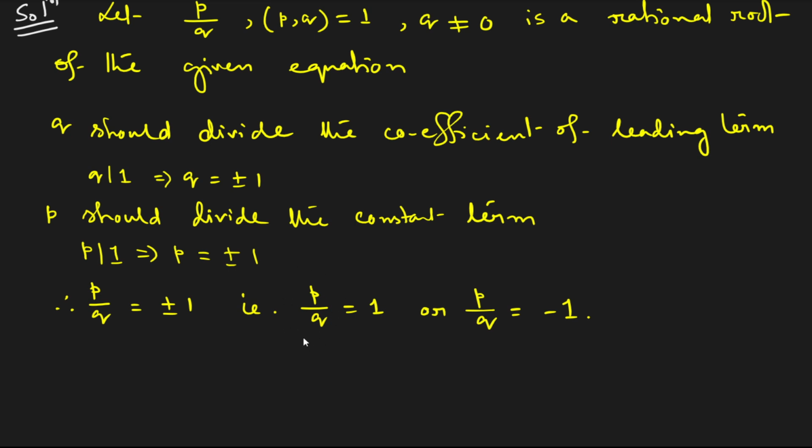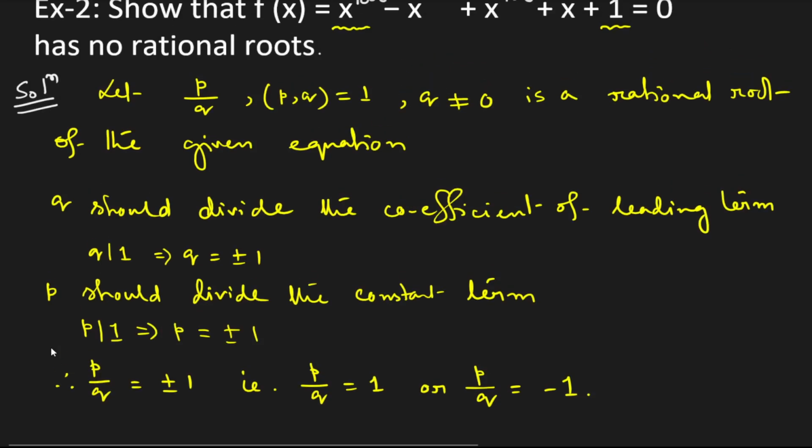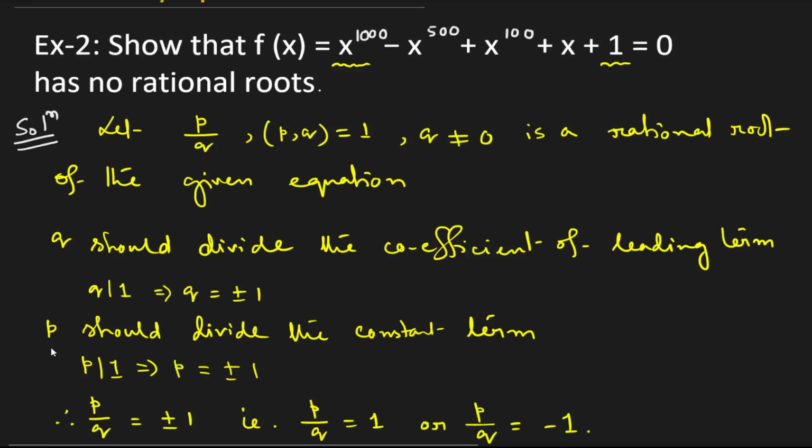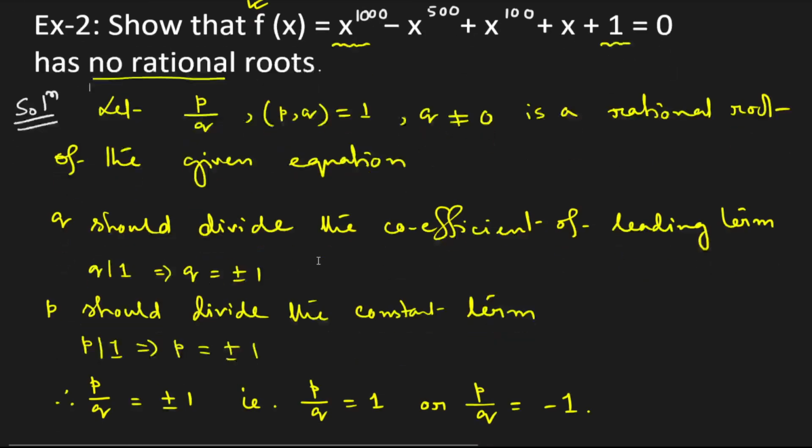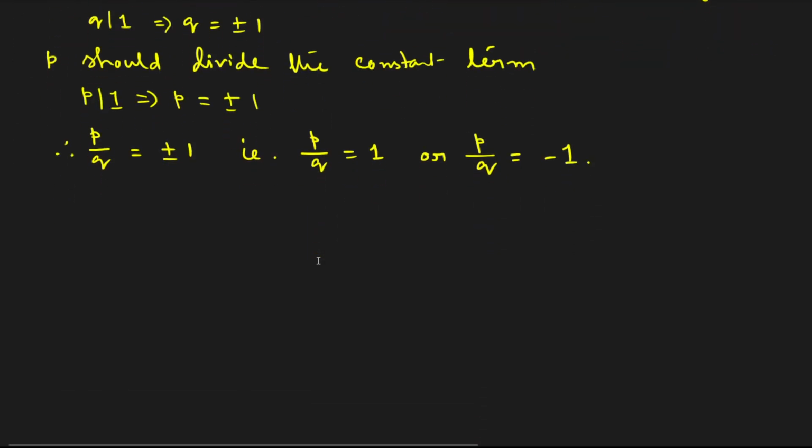What is p by q? We are supposing that this is a rational number, so the value of p by q is either 1 or minus 1. We supposed that this is a root. So if p by q is a root, then the value of p by q, which is 1 or minus 1, must satisfy this particular function f of x. So now we'll put 1 in place of x and then minus 1 in place of x. If it is 0, then these are the roots. But what do we have to show? No rational root. So whatever value you get here, 1 and minus 1 are not going to satisfy the equation.